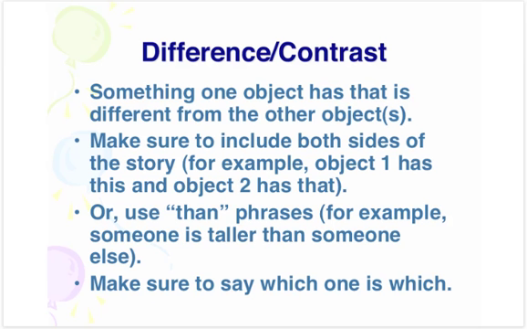You need to make sure that you include both sides of the story. For example, one object has this, the other object has that. You can't just say that one object is green. Okay, well, what about the other object? You're also going to find yourself using than phrases. For example, someone is taller than someone else. That's a good way to answer a difference question as well. And make sure that you say which one is which.